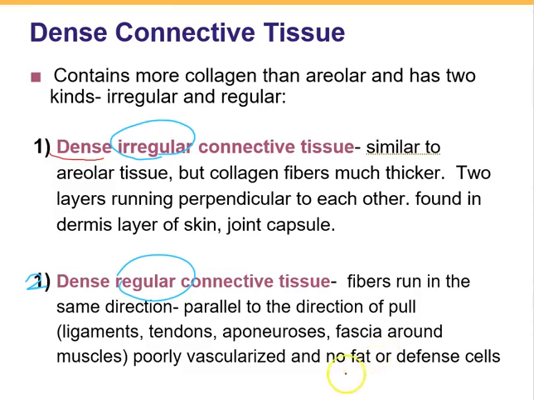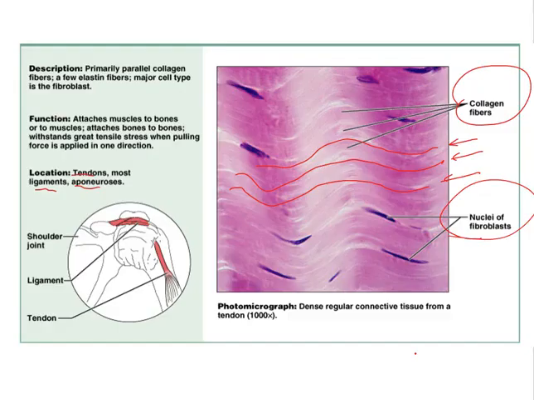And also, there are no fat cells or defense cells in the dense regular connective tissue. So they are just specialized for providing strong, flexible support and attachment between structures in the body, enabling movement and maintaining joint stability.